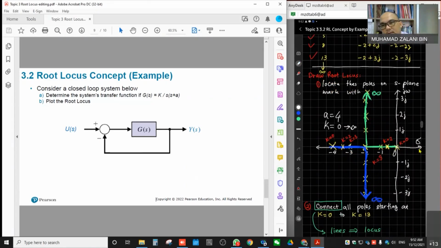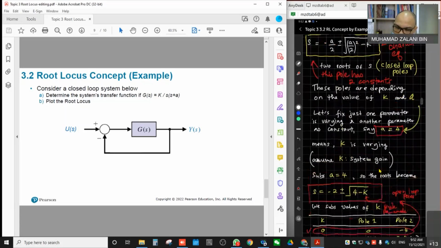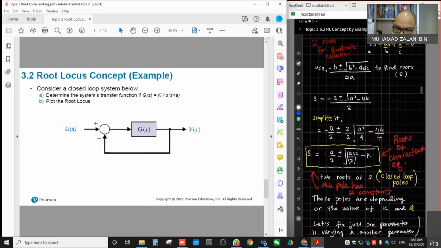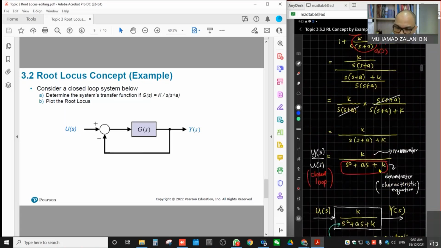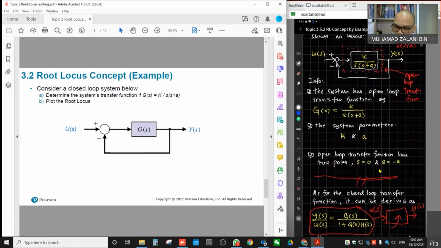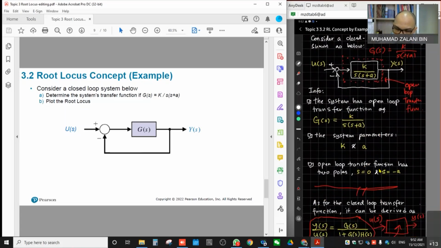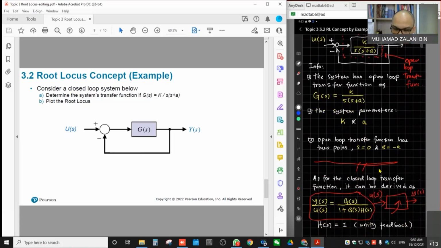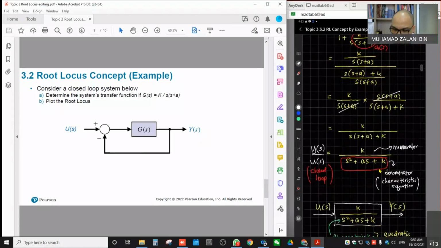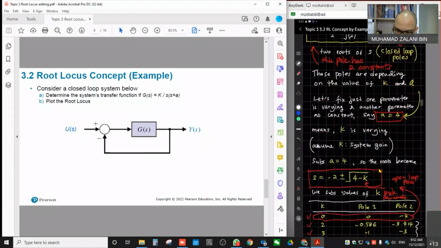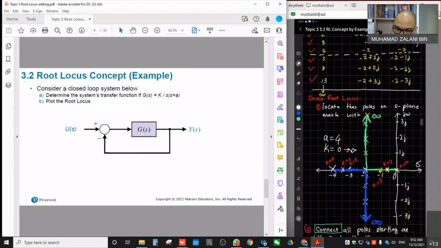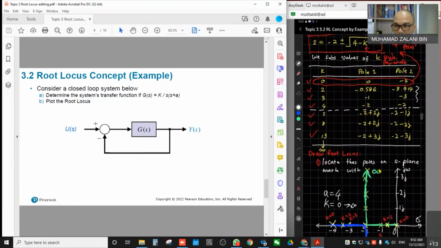Okay, so this is a simple example for you to keep practicing on how to draw root locus. Basically, you can just do the self-study and slowly follow all of this method. Follow this method. Okay, do it one by one.